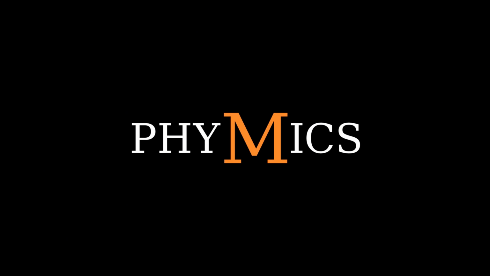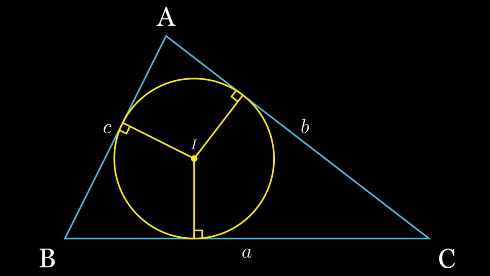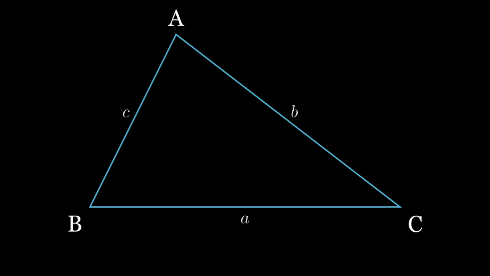Today we are going to derive a beautiful formula for the radius of the circle that fits perfectly inside a general scalene triangle. This circle is called the incircle. Its center point I is the incenter. Notice how the circle perfectly touches all the three sides of the triangle tangentially.